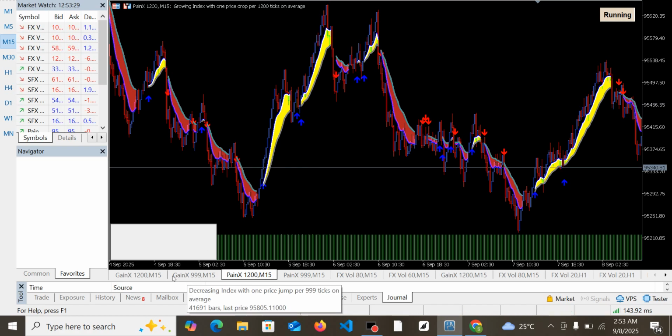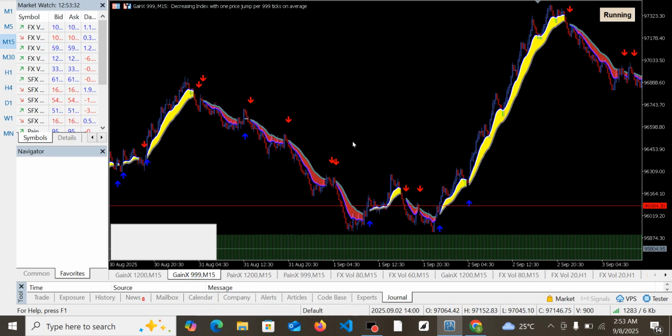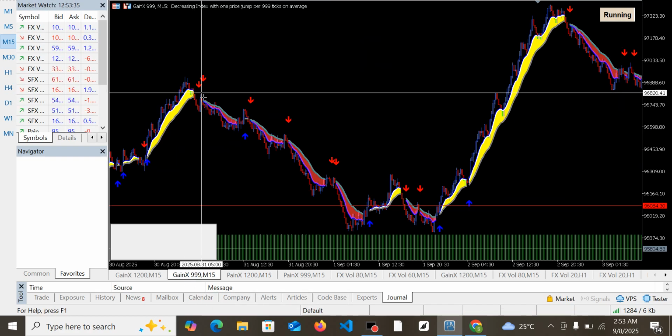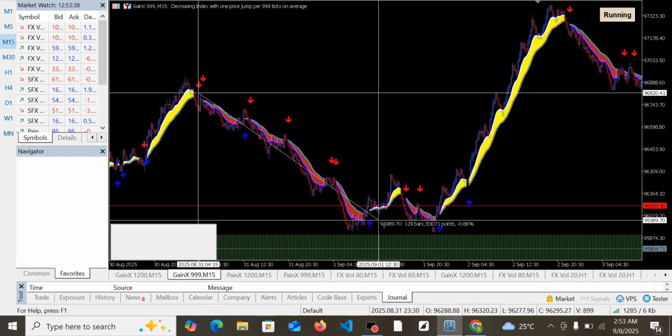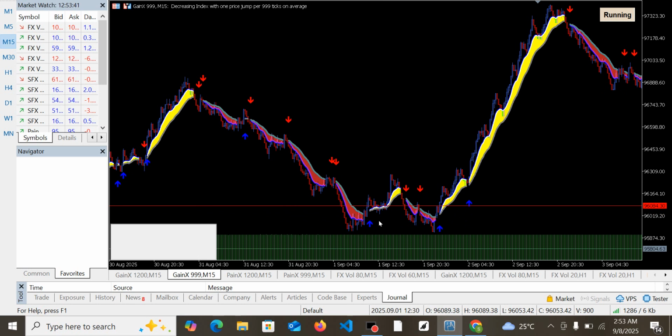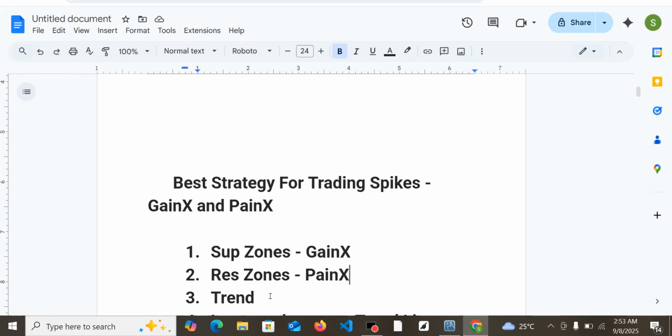The same thing is also applicable to GainX. If the GainX is on downtrend, and you decide to catch spikes within this region, you are most likely to lose all your money at this point. So this is very, very important. That is why you should know the best trend to trade your spikes for each of the assets. So in this situation, for GainX, you trade spikes when the market is on uptrend.